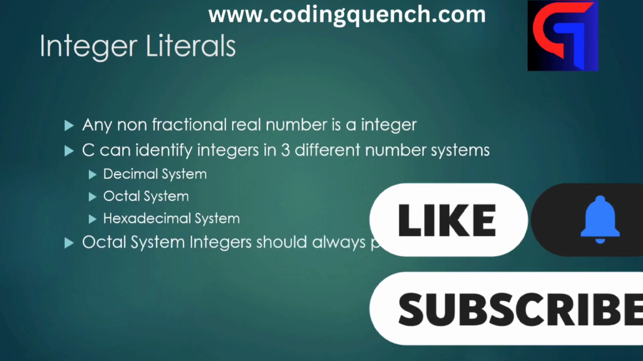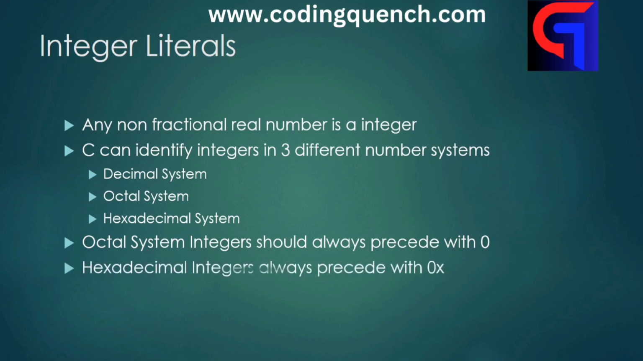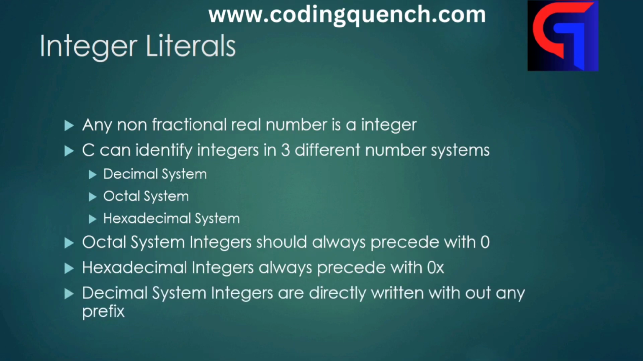In the octal system, the integer should always be preceded by 0. You cannot write the octal system number directly. If you write a prefix 0, then it can understand this as octal system. Just like that, for the hexadecimal system, we have to use 0x. X means hexadecimal. Automatically it will take it as hexadecimal. But for decimal systems, there is nothing like this. You can write directly without any prefix. Generally also, we will use decimal system integers only in our programming.